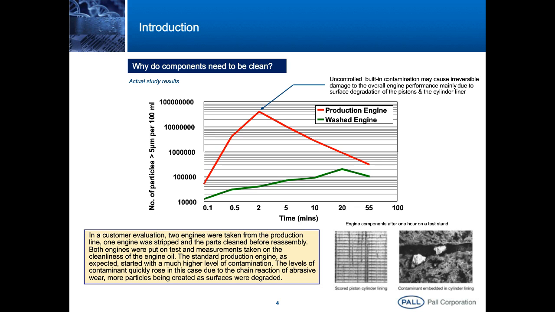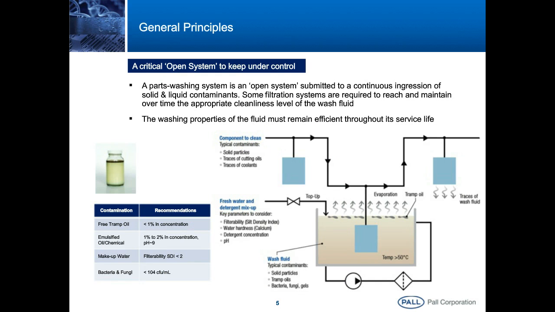Now, let me quickly emphasize the main characteristics of a part washing machine from a contamination viewpoint. A part washing machine is an open system submitted to a continuous ingression of solid and liquid contaminants. Also, compared to a standard hydraulic system, the fluid operating conditions are not steady over time. There is a lot of evaporation above 50 Celsius, for instance. A too high concentration of tramp oil can affect the washing properties of the wash fluid. The quality of the fresh water and the detergent mixed up can also influence the overall washing performance over time.